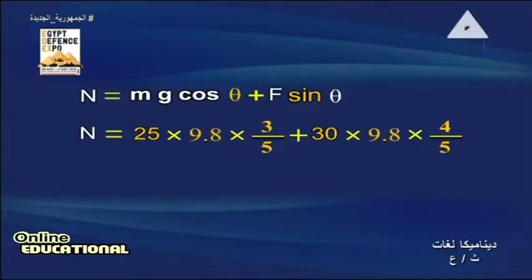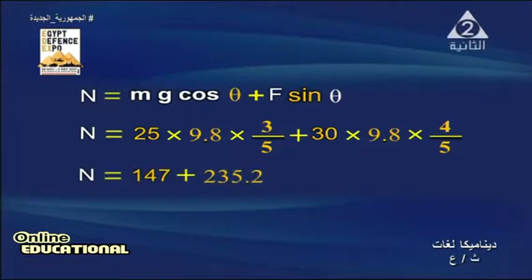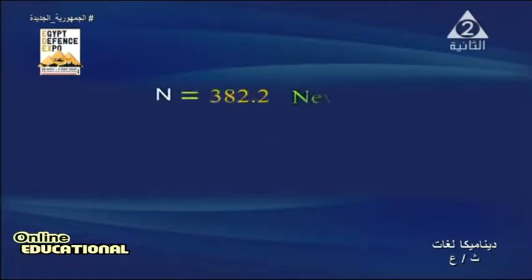Note that the magnitude of the force equals 30 kilogram weight, but in the equation of motion, the force must be in Newton. Then 30 kilogram weight times 9.8 is the magnitude of the force in Newton. Multiply by sine theta, which equals 4/5. Then N equals 147 plus 235.2.